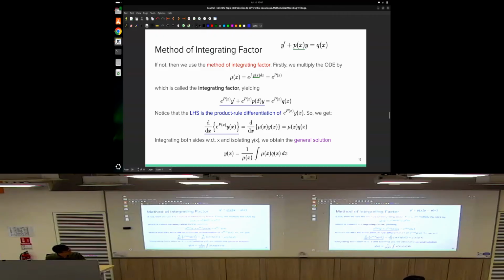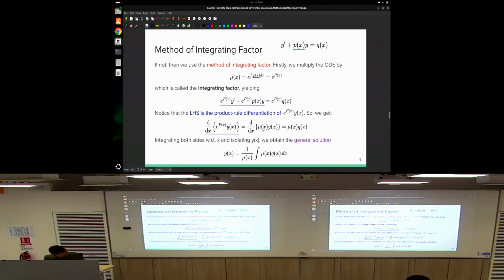So that means this left hand side is this. But e to the big P of x is just your mu of x. You see mu of x, that's your integrating factor. Then you notice that on the right hand side is mu of x times q of x. Agree? So what is the solution?